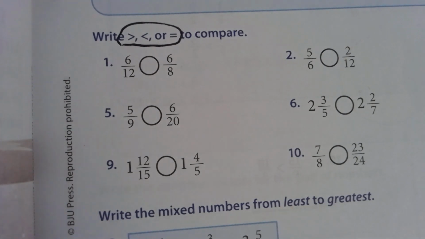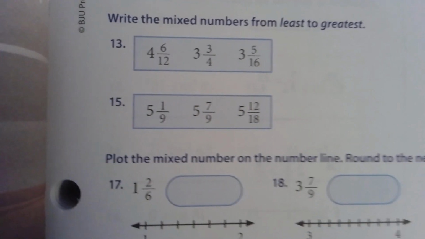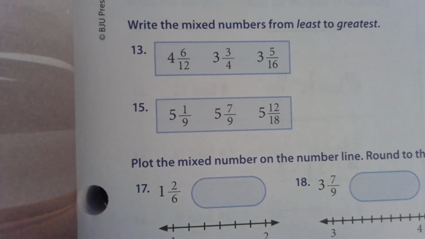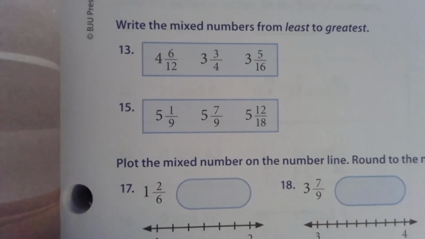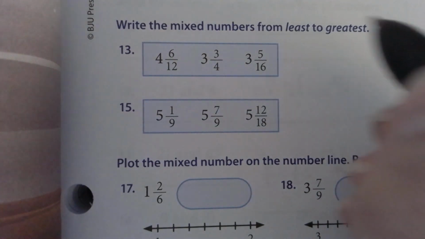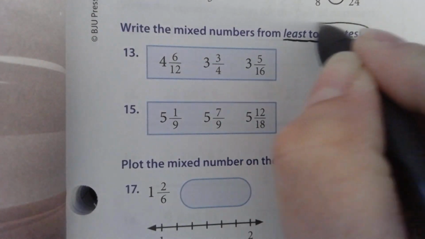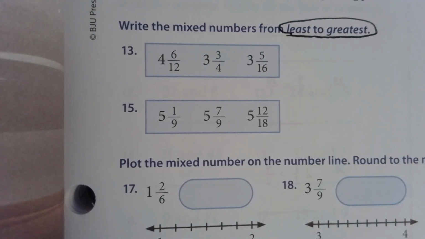All right? In the next section, Zoe, do you have your book out? Get your math workbook out. In the next section, they want you to take the mixed numbers. They've given you 3 of each. And you are going to rewrite them from least to greatest.